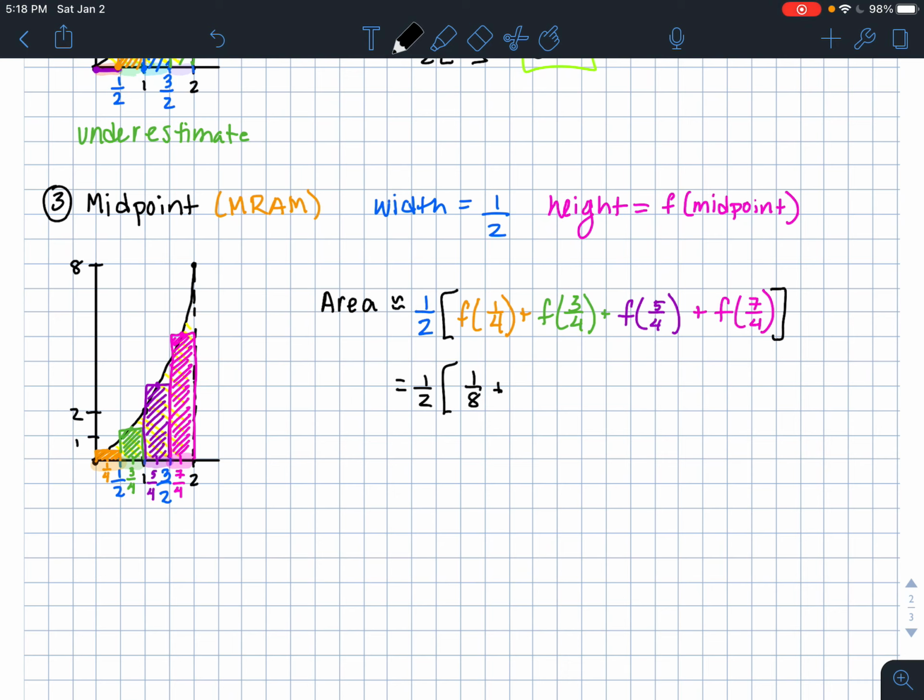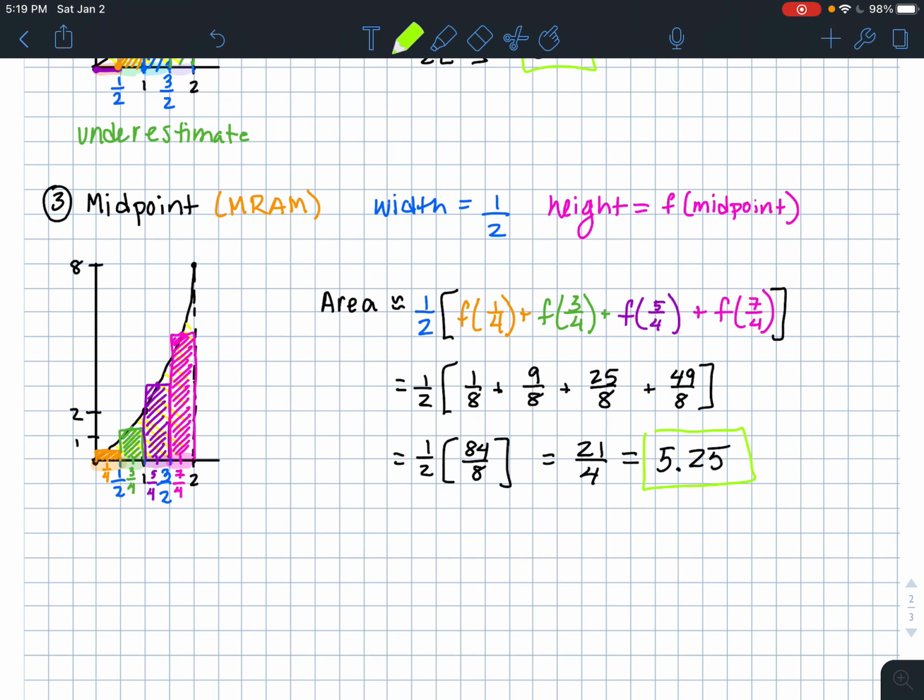So let's see, our function at 1/4, if I plug in 1/4, you get back 1/8. F of 3/4 is 9/8. F of 5/4 is 25/8. And F of 7/4 is 49/8. So super convenient since they all have the same denominator. So 1/2, and then that's 84/8. And if I multiply, and I'm just going to reduce while I do that, that's going to give me 21/4. So I can say this is 21/4, which is also just 5.25.